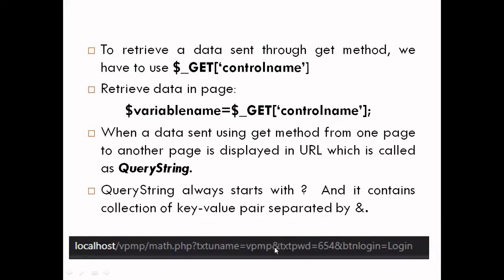Both key value pairs are separated by ampersand. My second key, txt pwd, is equal to 654. So 654 is the value of txt pwd. Now my another key value pair is again separated by ampersand. So btn login, again my key, is equal to login. That is the value of the btn login key. So in this way, all the data are visible in a URL when we are using get method.